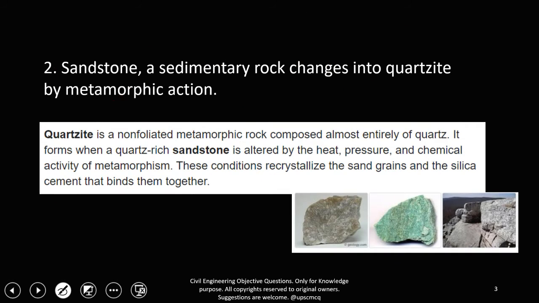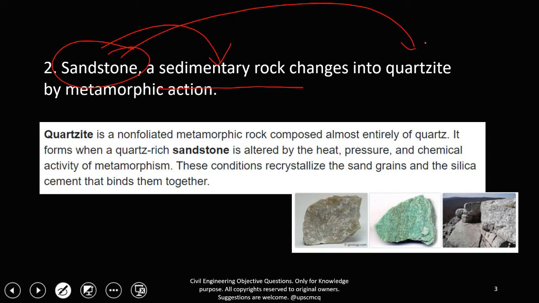Next point is sandstone. It is also a sedimentary rock. Now, sandstone changes into quartzite, and quartzite is a metamorphic rock. Therefore, by metamorphic action on sandstone, the resultant rock which we get is quartzite. That is the point that has to be noted here.